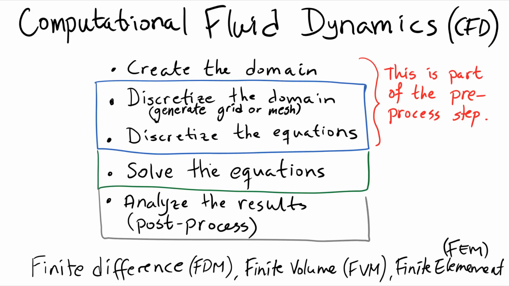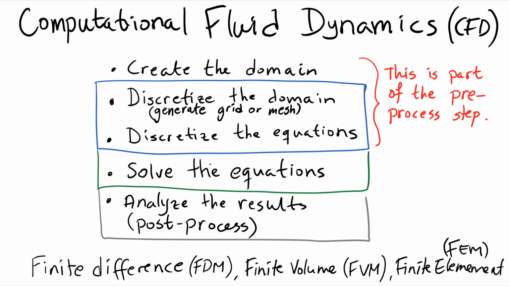So Computational Fluid Dynamics, or CFD, begins by creating the domain, and then we discretize the domain. So we generate a grid or mesh. We divide it into smaller parts over which we solve the fluid flow equations. And then we also need to discretize the equations. We need to express them in a numerical manner. And then we solve the equations, and finally we analyze the results. That's commonly known as post-processing.